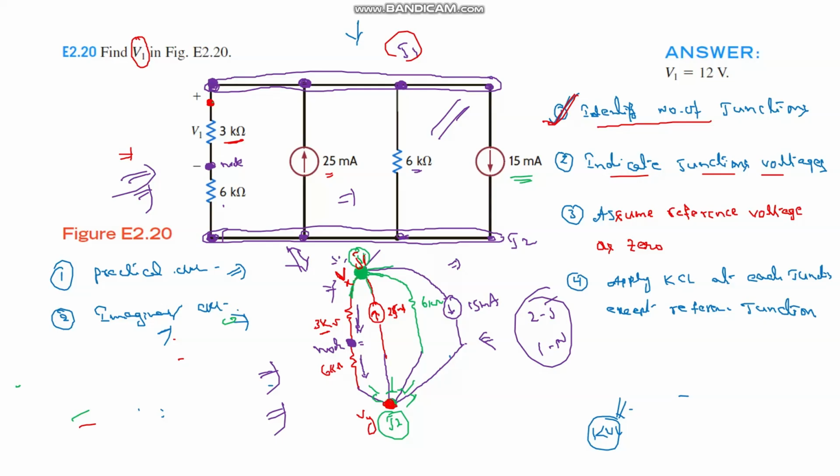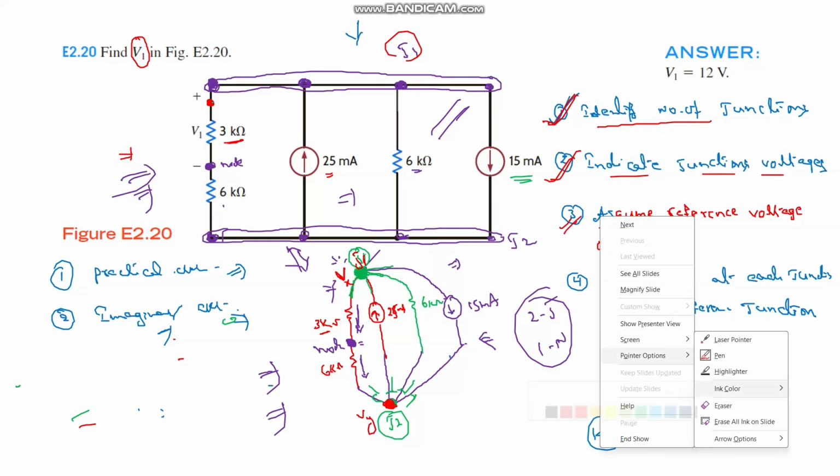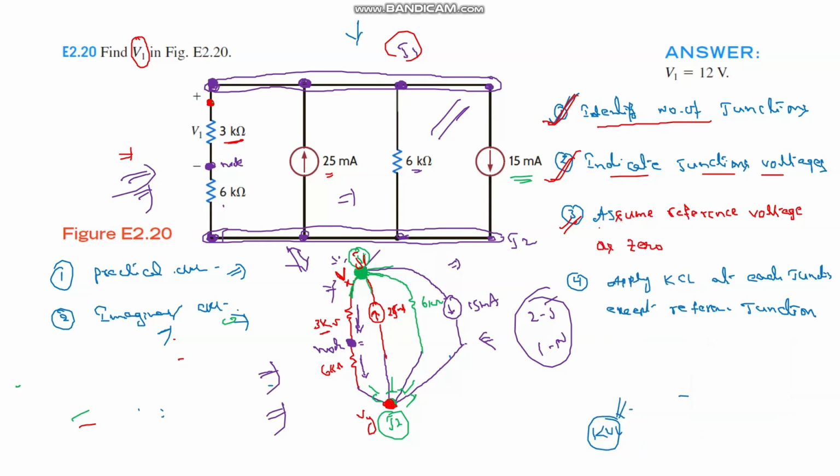Now, the second step is also completed. And the third step: assume reference voltage as zero. To understand this point, first we have to understand what the reference voltage is.